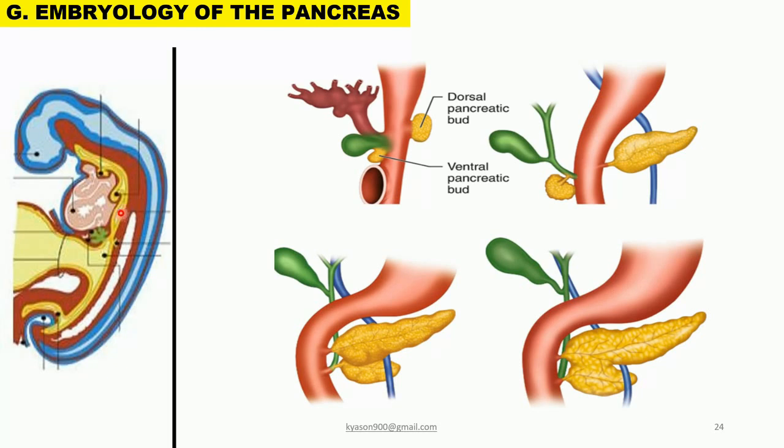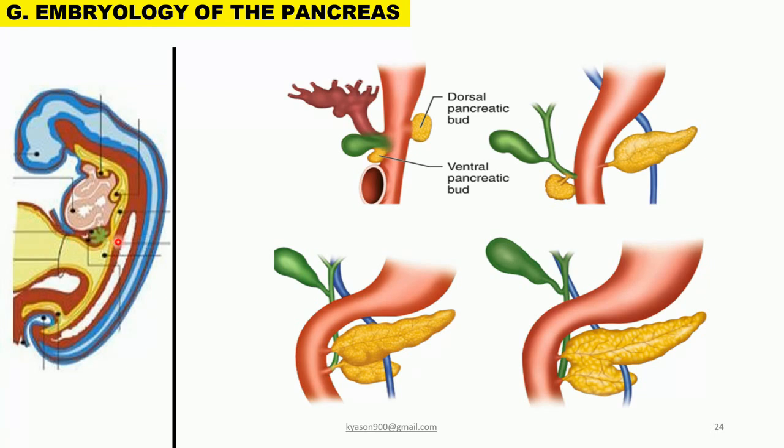Okay, the foregut here will give off many structures. We've been looking at these structures in embryology. This is the midgut portion that is in communication with the yolk sac, and then down here we have the hindgut. Okay, so now your pancreas is going to arise from the foregut. This is the foregut, remember.